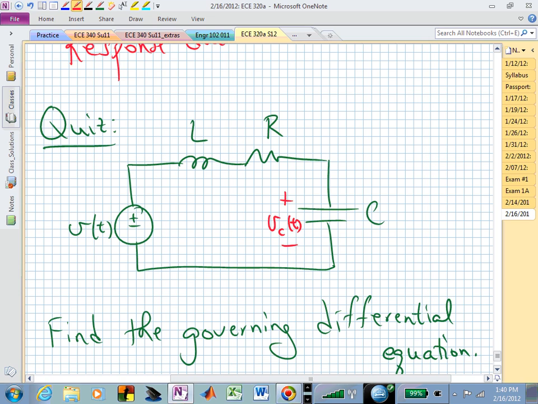Yes, please, put it in standard form. And if you have extra time, you can put it in state space representation. We're going to get there. Okay? We are going to get there.